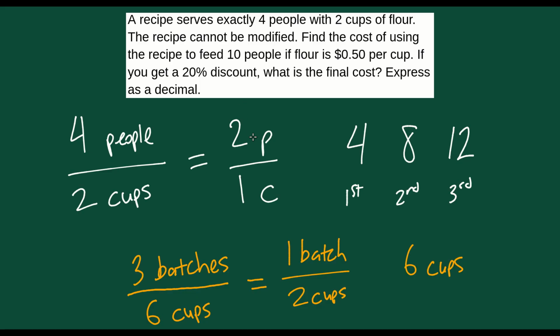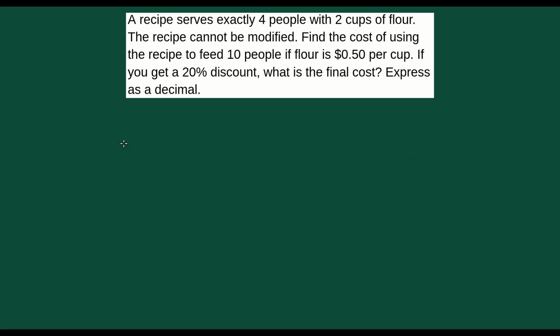Now I'm going to refresh the screen here. So we said 6 cups. Alright. Now, if 1 cup costs 50 cents, well, let's multiply 6 times a half, right? 50 cents is a half of $1. So we would have just $3, right? 6 cups at 50 cents per cup is going to be $3 total.